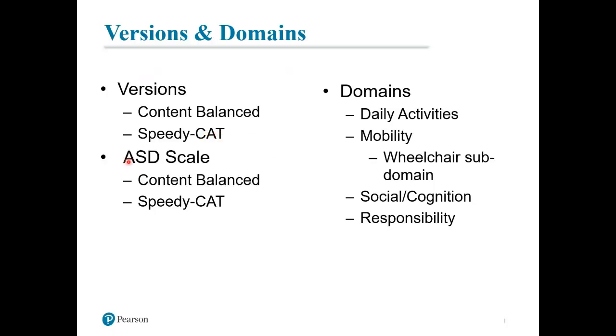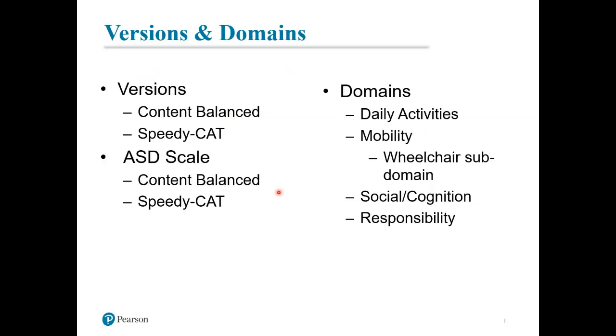And the ASD scale adjusts items for daily activities, social cognition and responsibility. The mobility items don't change at all for the ASD scale. And I know this probably sounds a little confusing, and as I give you examples, you'll be able to sort of picture how it works a little bit. But the main thing is to think that there's these 4 domains, that you can have a full version, a briefer version, or you can have an ASD version.